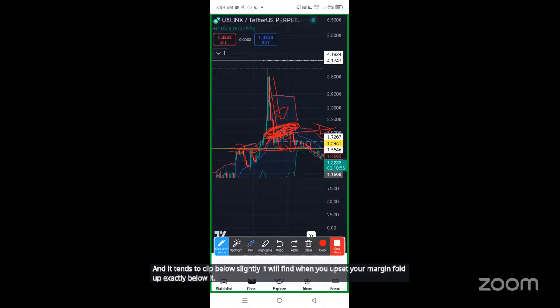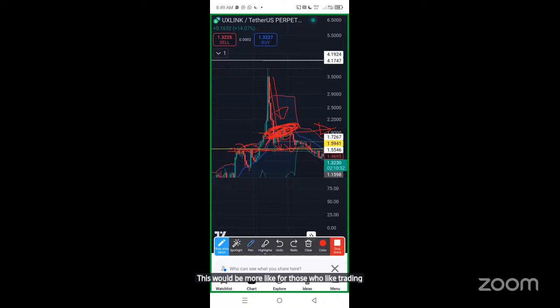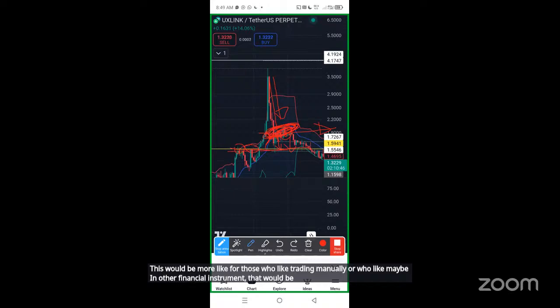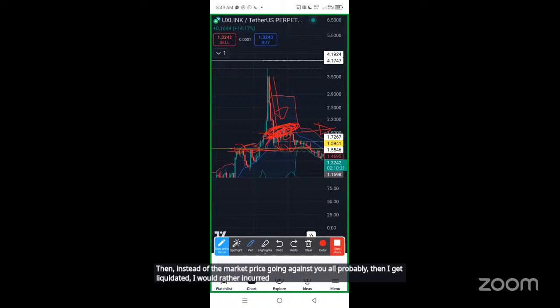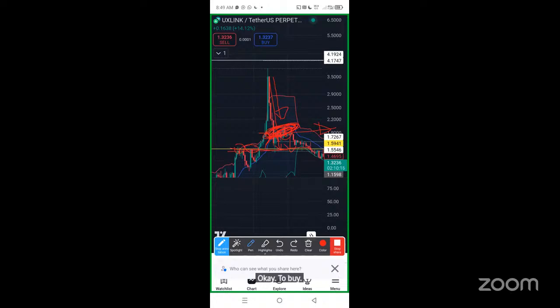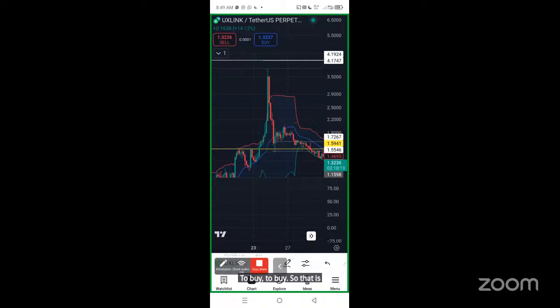This will be more like, for those who like trading manually or trading other financial instruments, your stop loss. It will be a point where you know that in case the market price dips below this area, then instead of the market going against me and probably getting liquidated, I would rather incur the small loss, at least reserve whatever capital I have, and let the smaller loss go. So it will be more like a stop loss. But in this case, it is not a stop loss, it's a margin call drop. It's an opportunity to buy. So that is briefly what that would mean.